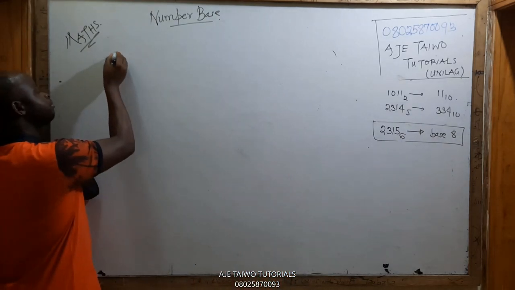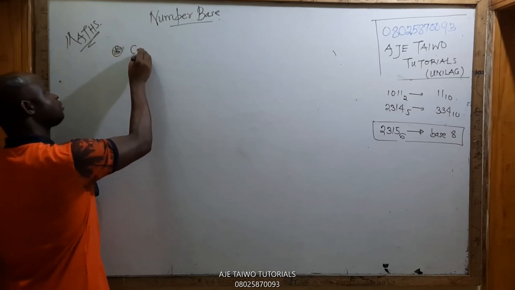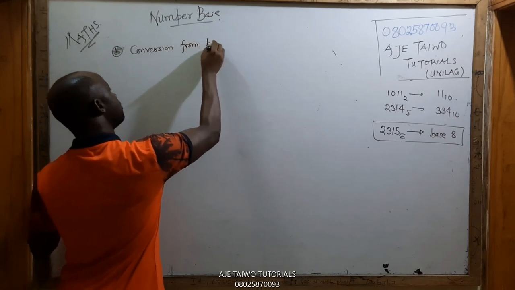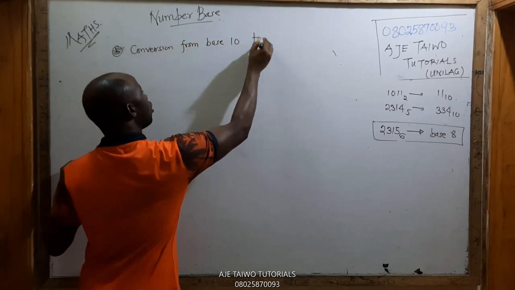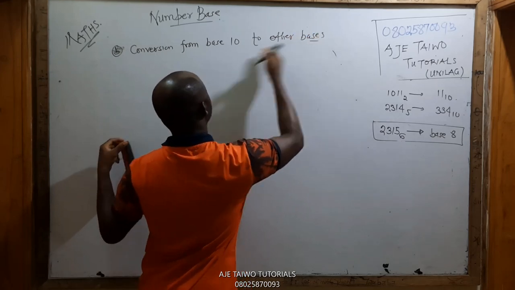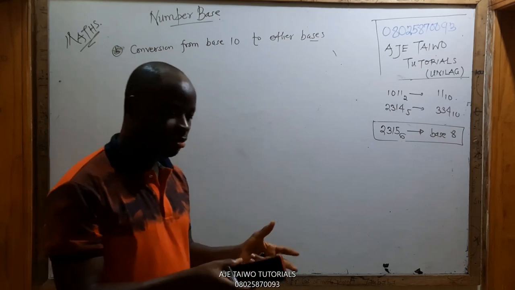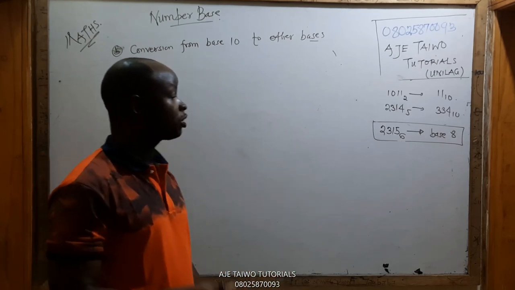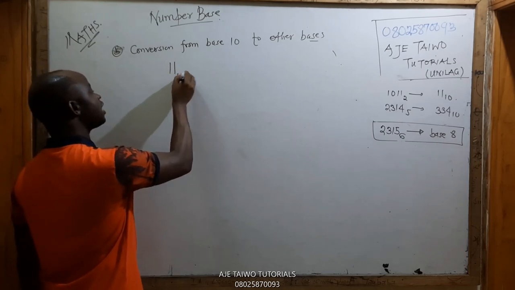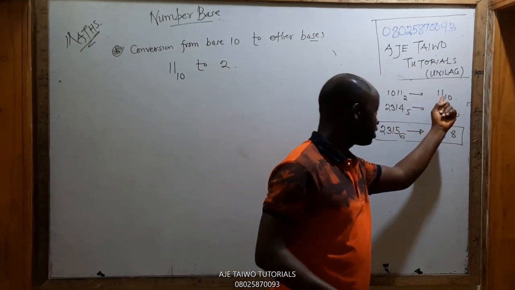So let's see part B of it: conversion from base 10 to other bases. These are the two conversions possible. You want to convert from base 10 to other bases. That means I may give you a number in base 10 and I want to go to other bases. What do you do in this case? Let's convert 11 base 10 to base 2. Remember, I want to reverse this. I want to go from base 10 back to base 2 now.